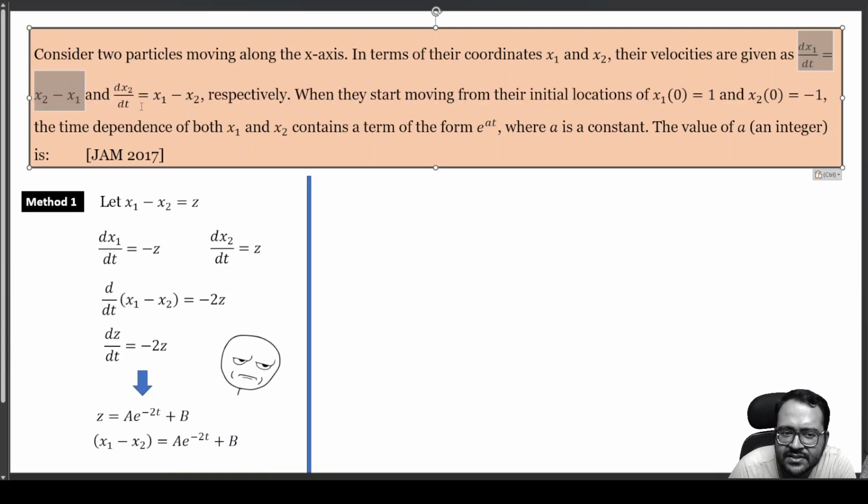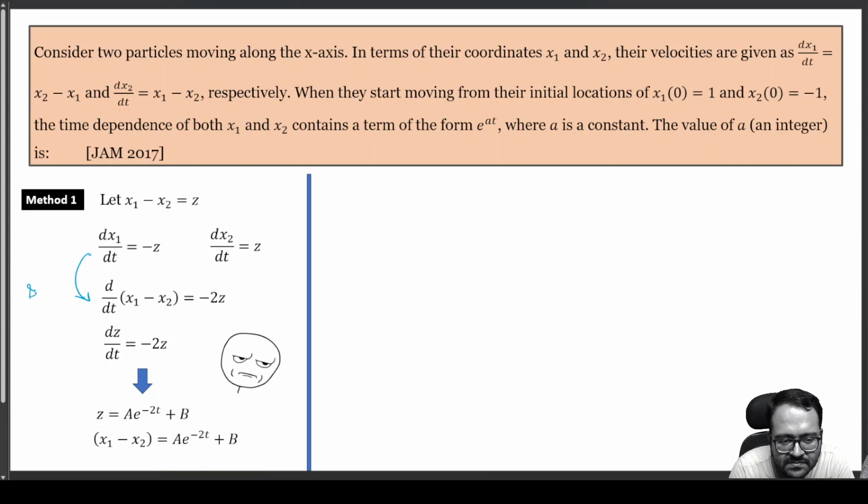dx1 by dt is x2 minus x1, and dx2 by dt is x1 minus x2. So if this is z, this is minus z, and this is z. Then I just subtract these two equations. So it becomes d/dt of x1 minus x2 is minus 2z, and this is dz/dt is minus 2z.